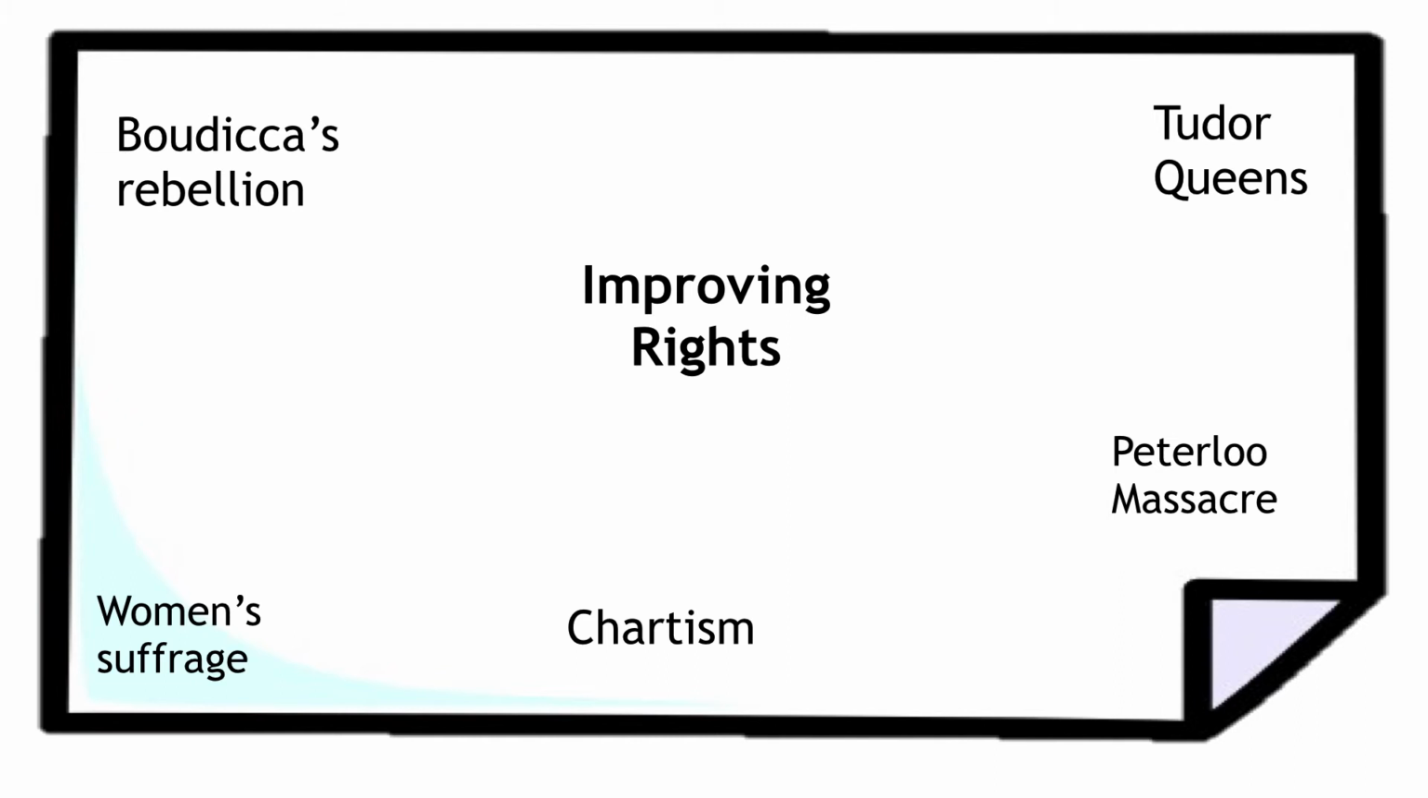So we've got Boudicca's Rebellion, which was one of the first topics we studied. We've got the Tudor Queens. You can break this down further and look at different queens. We've got the Peterloo Massacre, which is what we did last week. We've got Chartism, and we've got women's suffrage. And when I say women's suffrage, we mean like suffragettes and the suffragists, okay? So we're going to think about how these are related.